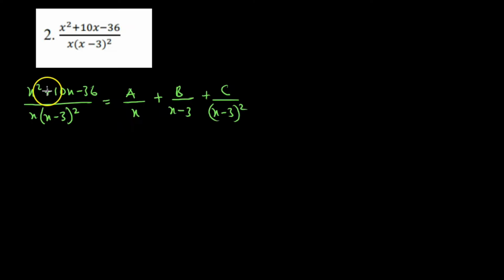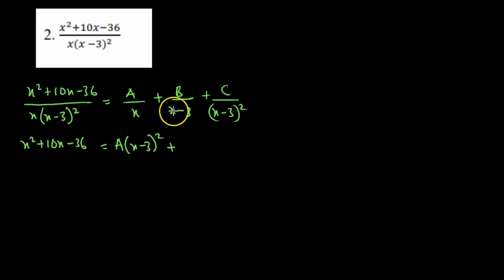Then going further, as you know, we must get rid of the fraction. So we multiply through by the LCM, and the LCM is x into bracket x minus 3, all squared. When we multiply the left hand side by that expression, we are left with x squared plus 10x minus 36. And this should be equal to, when you multiply x into bracket x minus 3, all squared, by a over x, we are left with a into bracket x minus 3, all squared. That's what will be left.